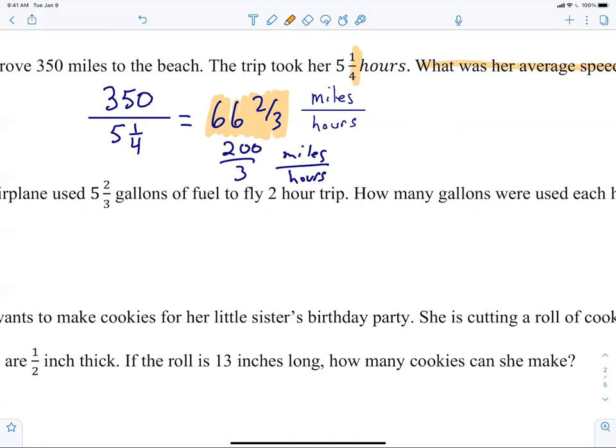Now, look, guys, I'm trying to tell you the importance of these questions. Who can tell me what 66 2/3 miles per hour means? What does it mean? Every 66 miles, that would be like an hour. That's exactly what it means. If you travel 66 miles, you've gone an hour, or if you travel for an hour, you'll go 66 miles. That's what I'm making sure we can do.